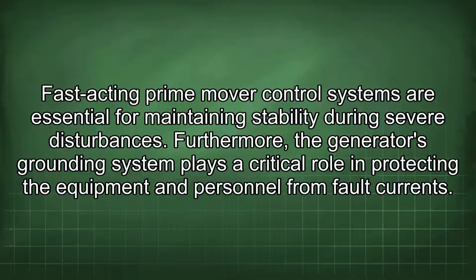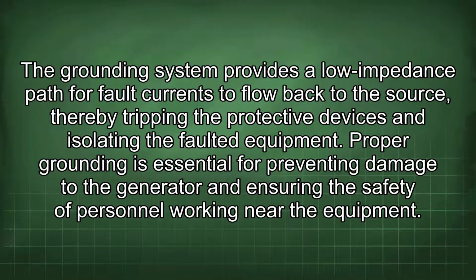Furthermore, the generator's grounding system plays a critical role in protecting the equipment and personnel from fault currents. The grounding system provides a low impedance path for fault currents to flow back to the source, thereby tripping the protective devices and isolating the faulty equipment. Proper grounding is essential for preventing damage to the generator and ensuring the safety of personnel working near the equipment.